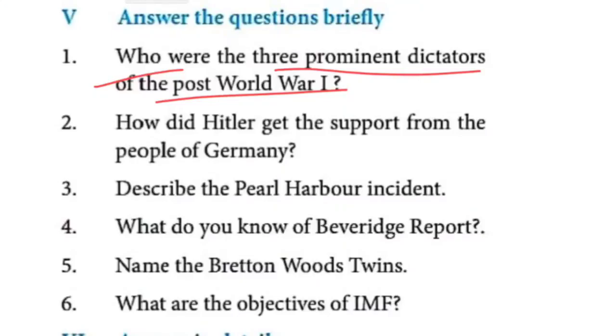How did Hitler get the support from the people of Germany? Rise of Hitler para, first line onwards till sixth line. Military past of Germany. That's enough. Then Pearl Harbor attack, page number 32. Pearl Harbor attack para, first line onwards, till the last before third line, common cause.